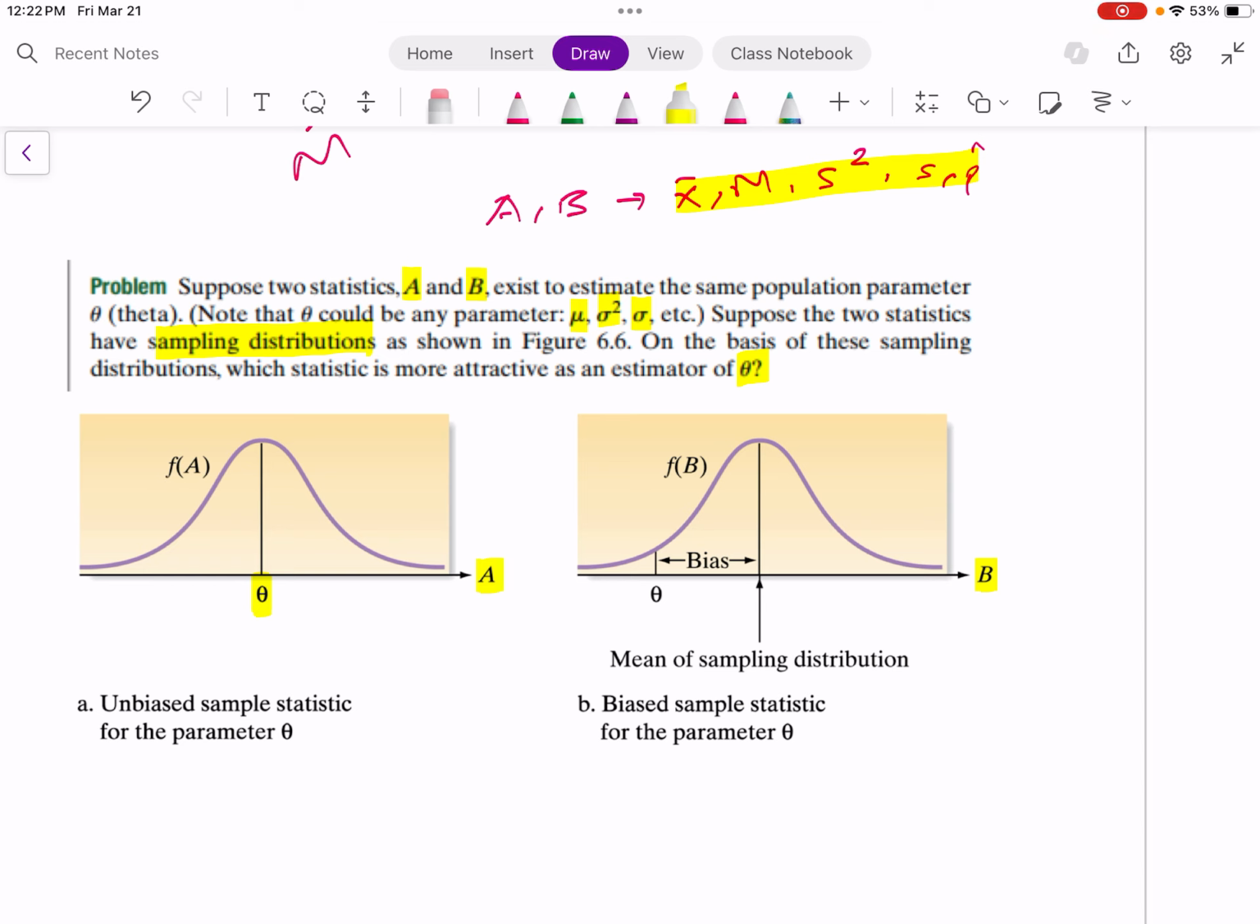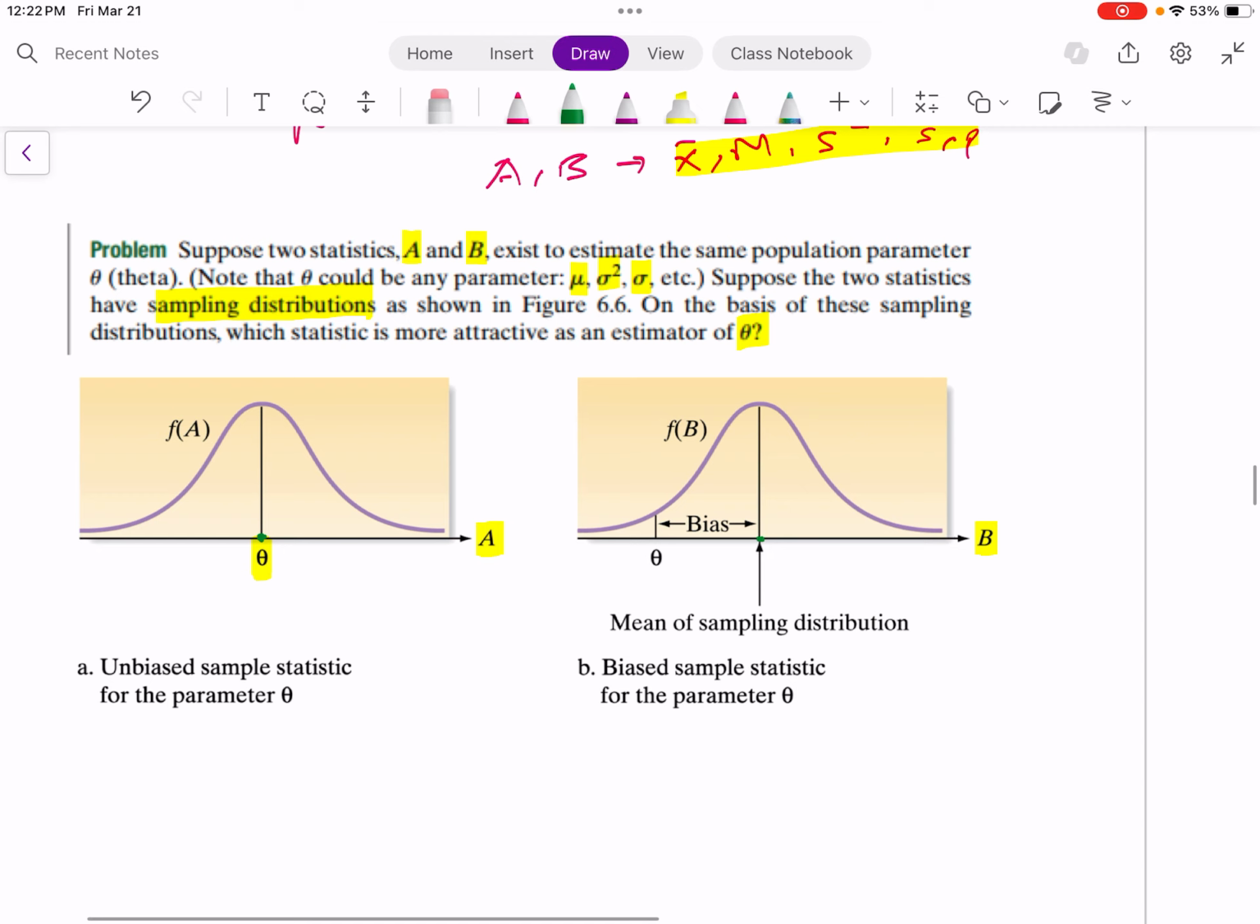Now, here, this point is the mean of a sampling distribution. So this sampling distribution has a mean, and this middle point is the mean. Out of these two sampling distributions, which one would be the good estimator of theta here? Why is it A and why is it not B?